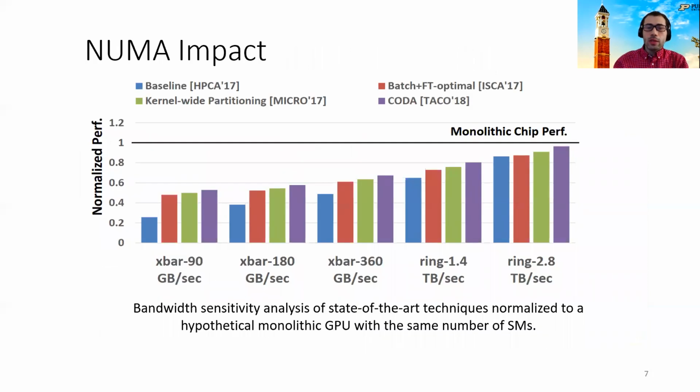In this figure, we study the NUMA impact on a 4 GPU NUMA system when varying inter-GPU link bandwidths and topology. We evaluate the state-of-the-art NUMA GPU techniques normalized to a hypothetical monolithic GPU that has the same number of SMs. The baseline applies round-robin scheduling and placement. The technique Batch plus FT applies batch scheduling and first touch page placement policies. Kernel-wide partitioning partitions the whole grid and data in large chunks, whereas CODA is a static analysis-based multi-GPU scheduling.